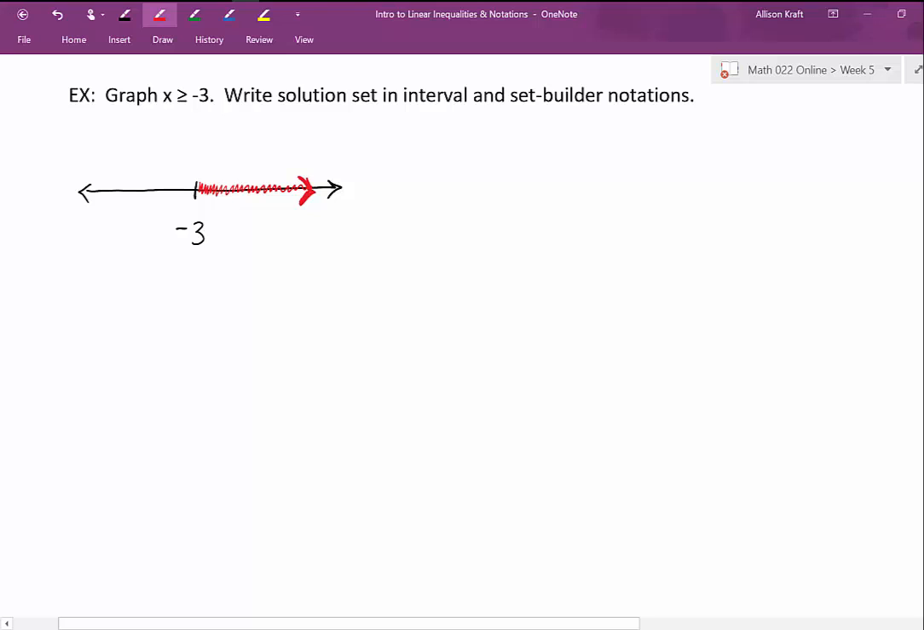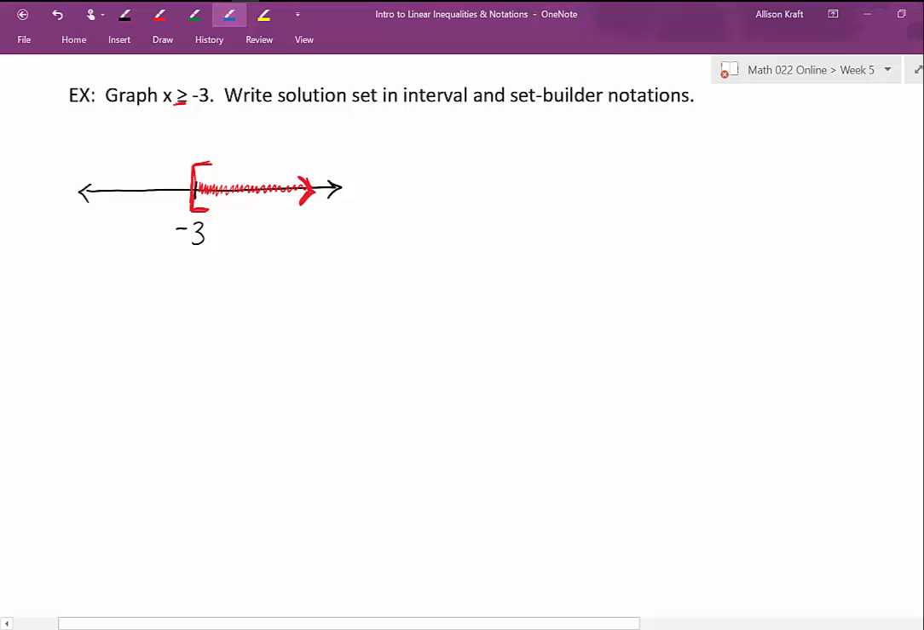Before I move on to my notations, I need to look at my inequality symbol and decide whether I'm using a parenthesis or a bracket. Since it's or equal to, I'm going to use a square bracket. I always remembered that the square brackets went with the or equal to inequality symbols because they both have this horizontal line at the bottom. There's my graph. Moving on to my notations.